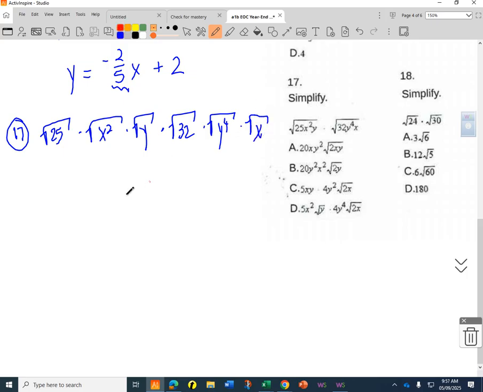And then I would just go through and start simplifying. So from here, you should be able to simplify. What is the square root of 25? 5. Is x squared a perfect square? Can we take the square root of that? What would that be? X. Can we take the square root of y to the first power? There's not a perfect square in there, so that's going to stay like it is.